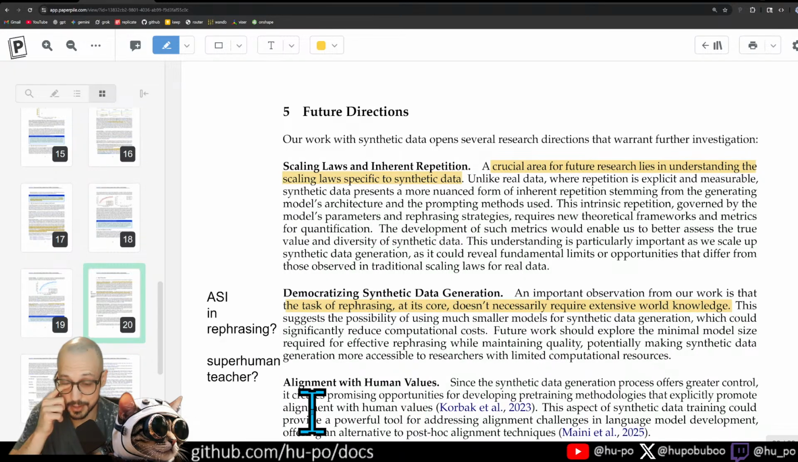I don't know. I feel like it could be, right? So I can't wait to kind of live in that future where there's these kind of superhuman condenser, summarizer, teacher models that know the exact way of phrasing things so that it's optimal for learning.